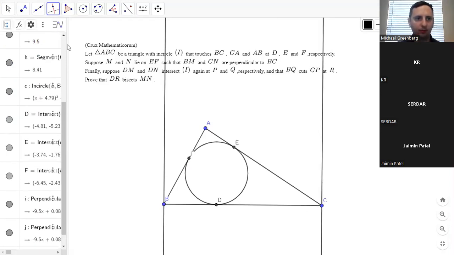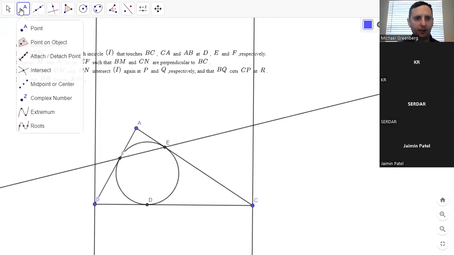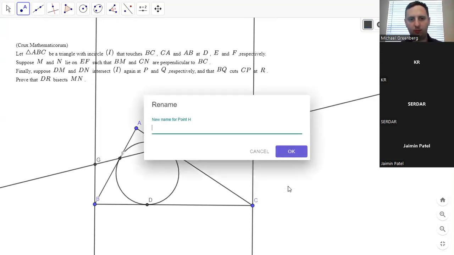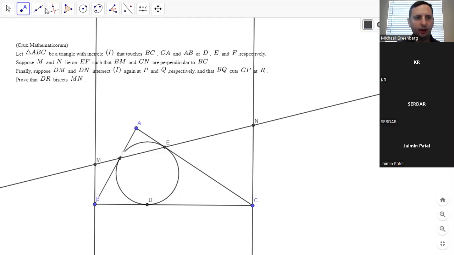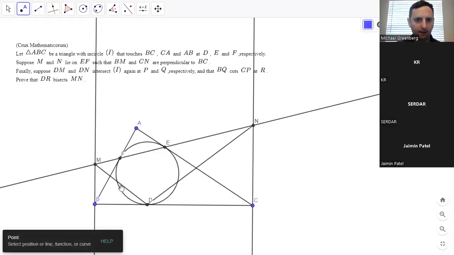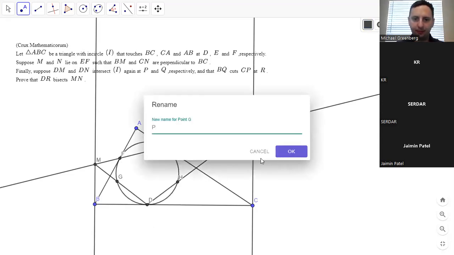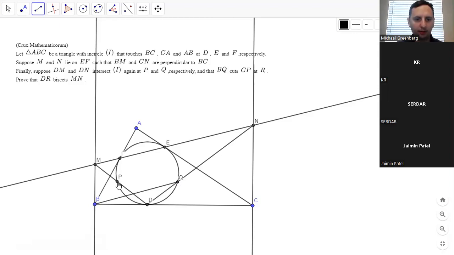We let them meet at M and N. So this is M and this is N. And then DM and DN intersect the circle at P and Q. And then BQ cuts CP at R. So this is P, this is Q, and BQ intersects CP at R. And we want to show that DR bisects MN.